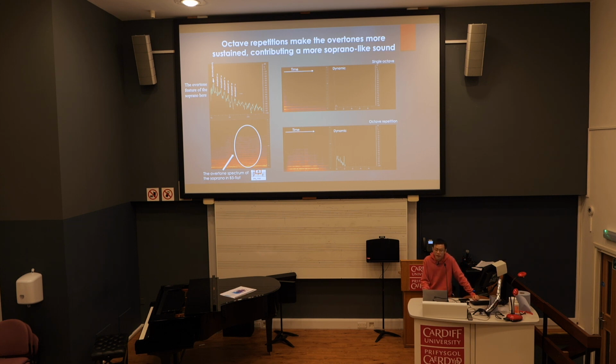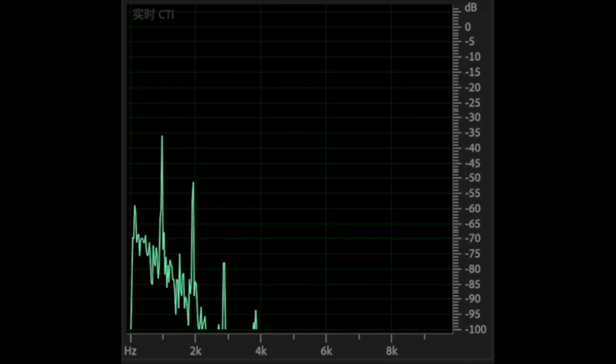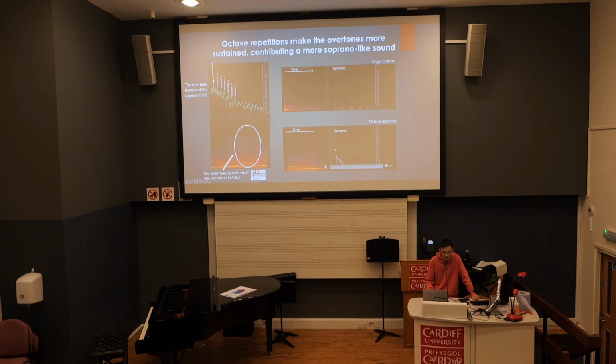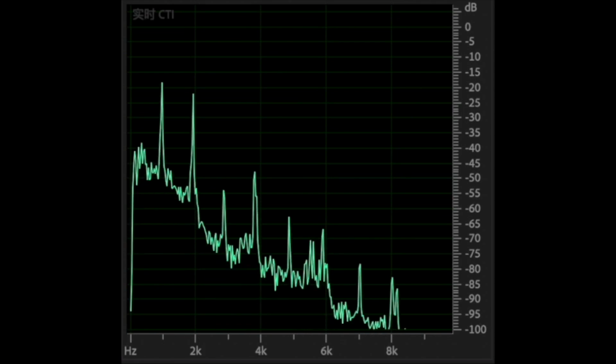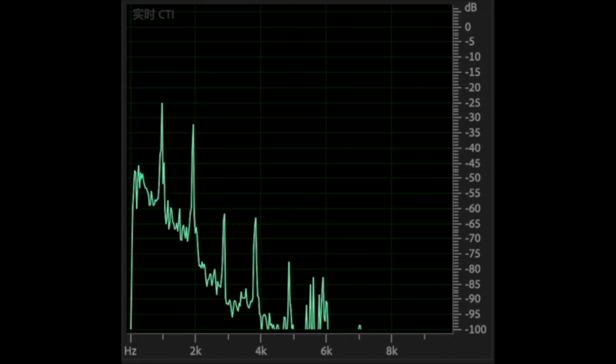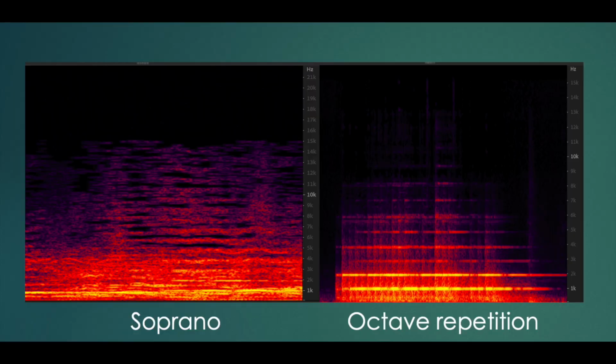I did press the sustain pedal when I sampled the sound, but it can only sustain the fundamental effectively instead of the overtones. You can watch the dynamic process. The overtones are reduced so fast. But if we play with the octave repetition, they last much longer. And these two spectrums are much more similar, which means the sound produced by octave repetition is much closer to the soprano.